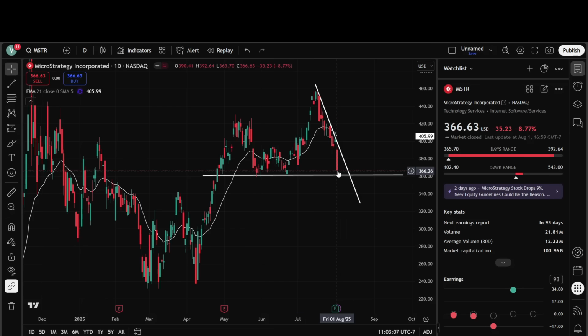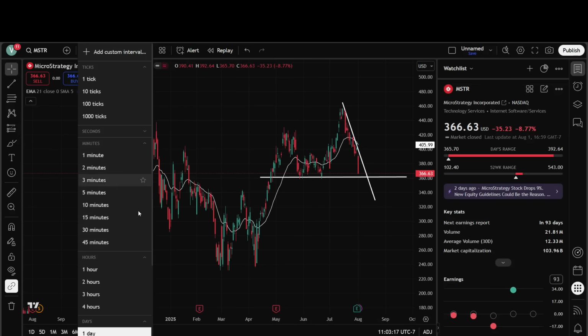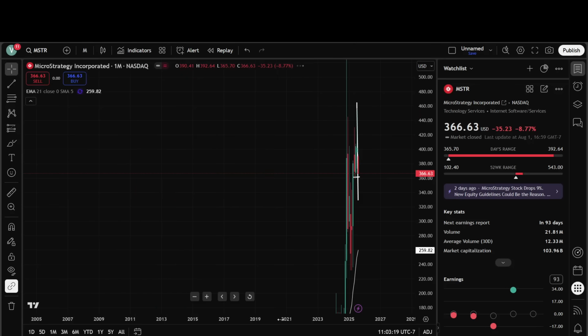This was probably the worst time to sell right at support or take a short, in my opinion. And it looks like we're about to get a bounce soon. So let's see how strong that bounce is. So that's what I see on the daily chart. And let's take a look at the monthly chart.